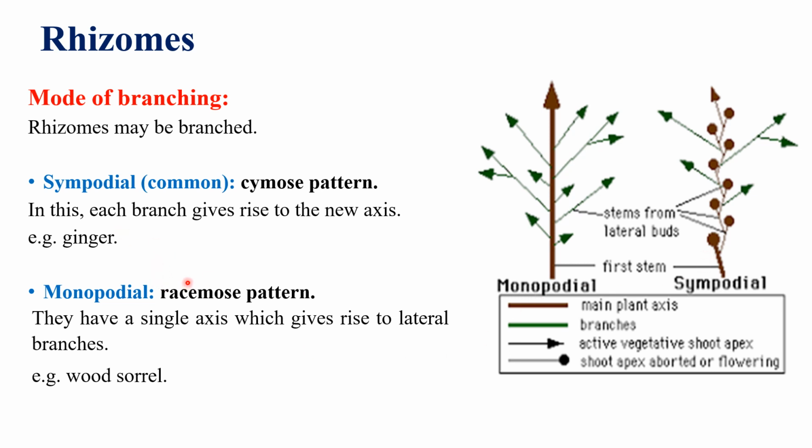The other type of branching is monopodial or racemose pattern. They have single axes which give rise to lateral branches, such as wood sorrel. Like this one, the old branch will be at the top, while the small branch will be at the bottom, and the small branches do not form an entire new rhizome.